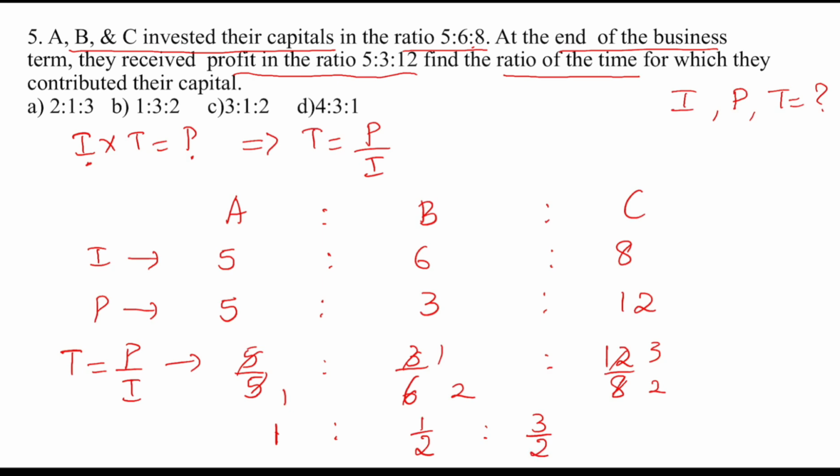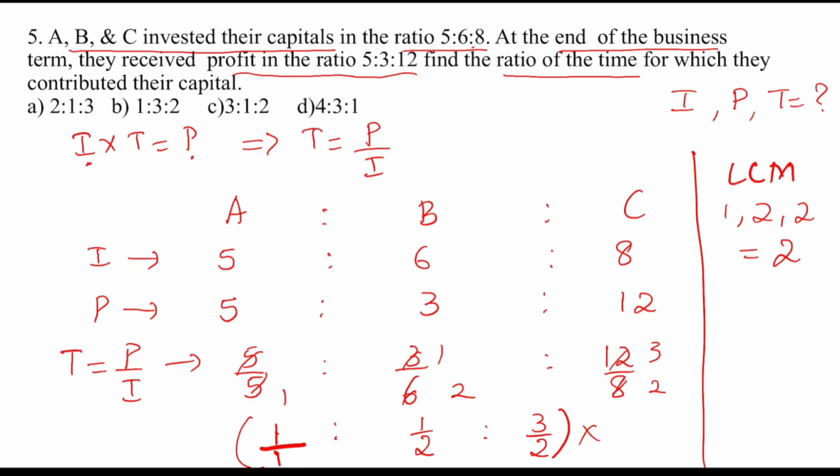But the ratio is in fraction. We can convert it into whole number. So how to convert? LCM of the denominators 1, 2 and 2 is how much? 2. So multiply this whole thing by 2.